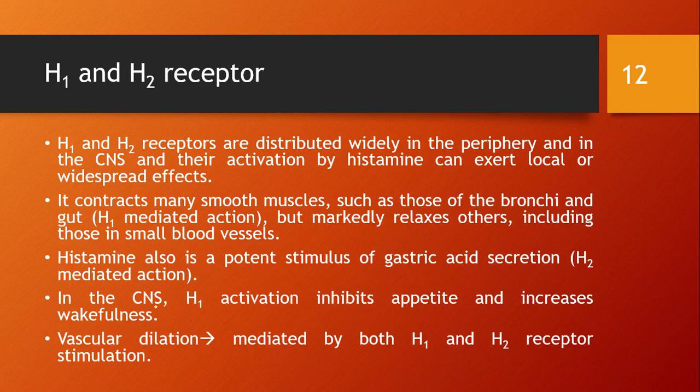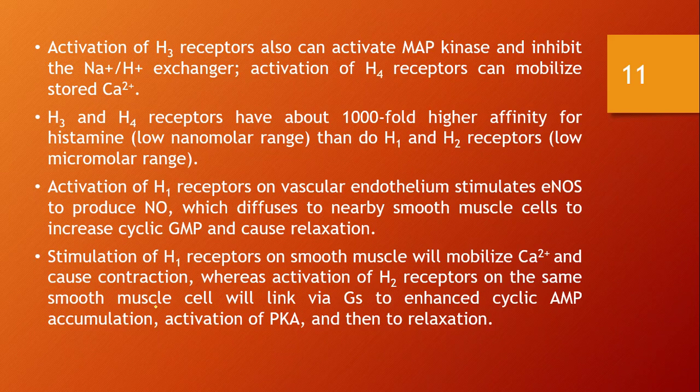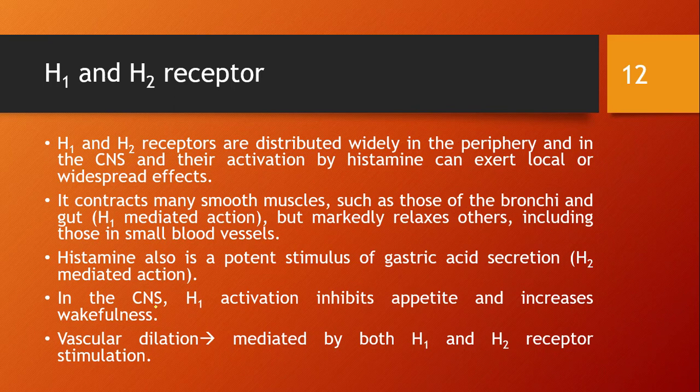If you remember, I also mentioned in the last slide that activation of the H1 receptor on vascular endothelium stimulates eNOS and it produces nitric oxide. So if nitric oxide is being produced, and as we know, nitric oxide is a potent vasodilator, that's why the H1 receptor in this condition causes dilation, which is exactly opposite to its nature. Okay, but still it happens.